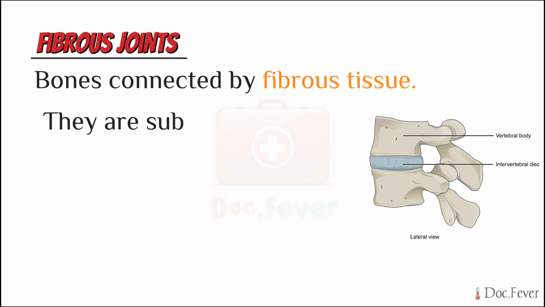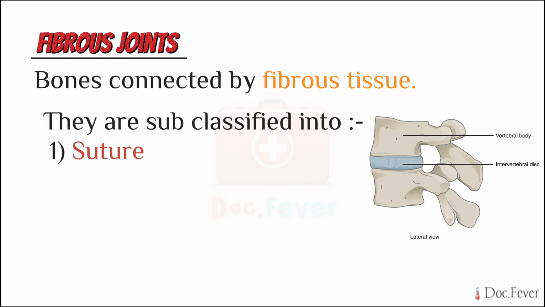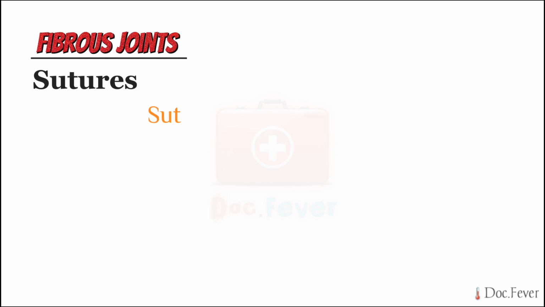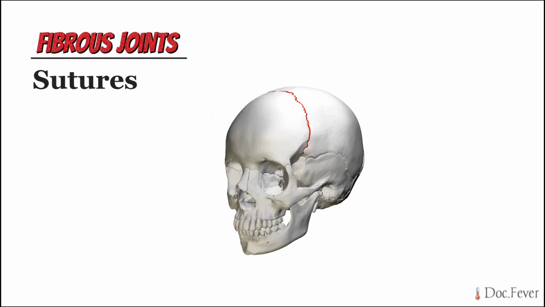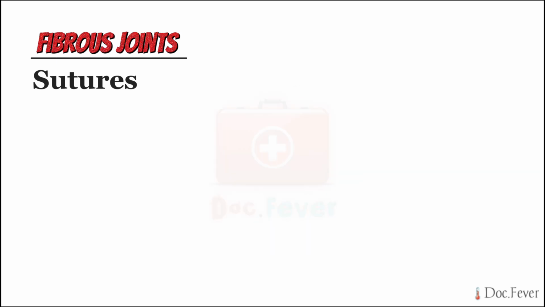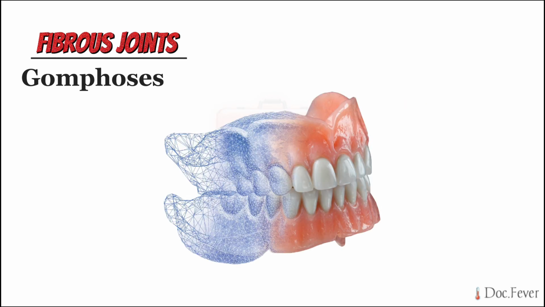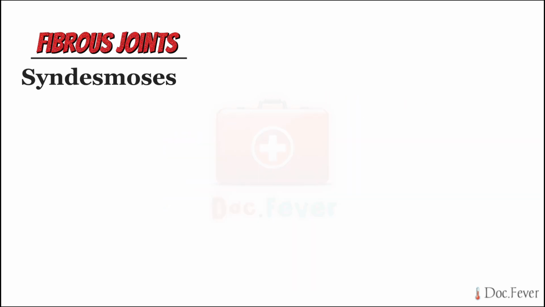They are subclassified into sutures, gomphoses, and syndesmoses. Sutures. Sutures are immovable joints. They are found between bones of the skull. Gomphoses. Gomphoses are also immovable joints. They are found where the teeth articulate with their sockets.